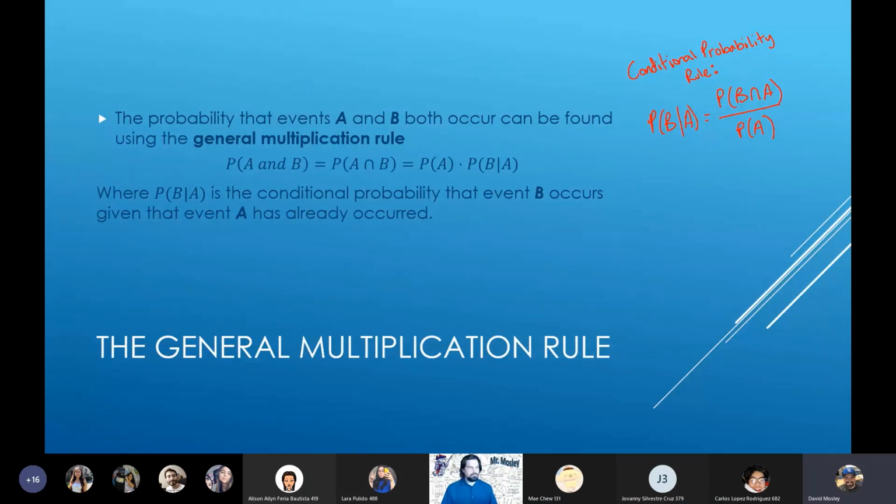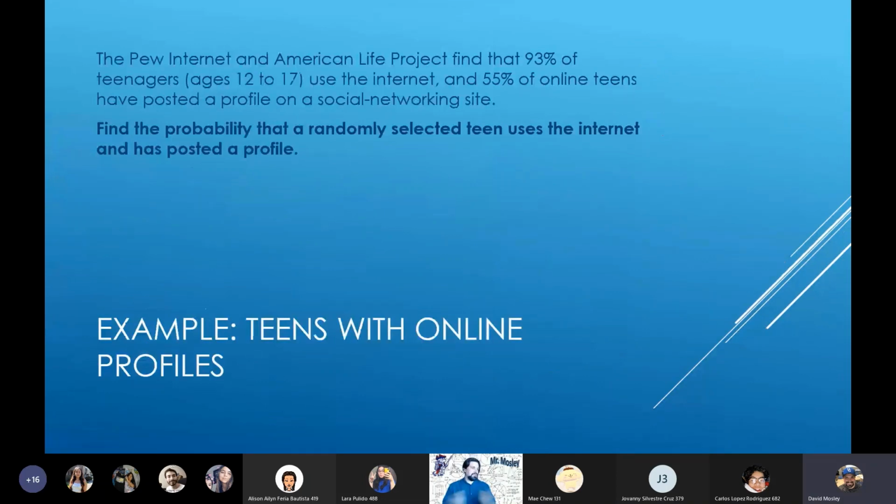So now, let's look at an example. The Pew Internet and American Life Project finds that 93% of teenagers ages 12 to 17 use the internet, and 55% of online teens have posted a profile on a social networking site. So we've got a couple of percentages, 93% and 55%. We want to find the probability that a randomly selected teen uses the internet and has posted a profile.